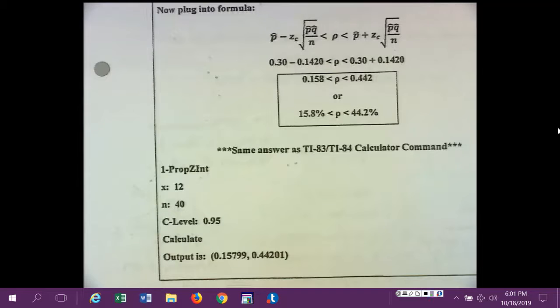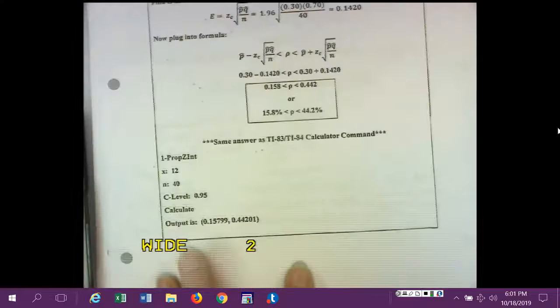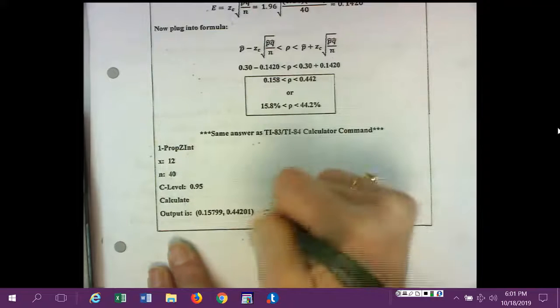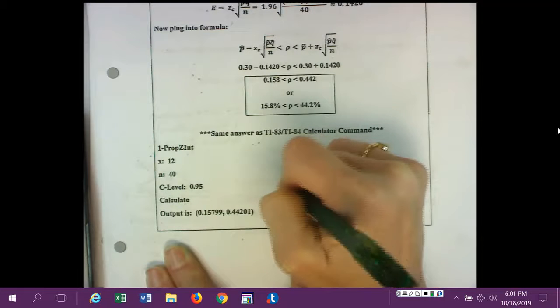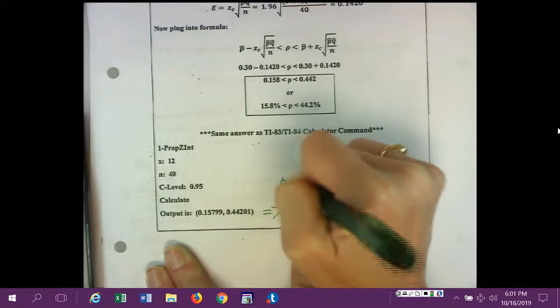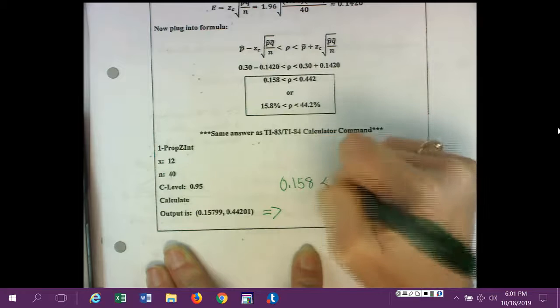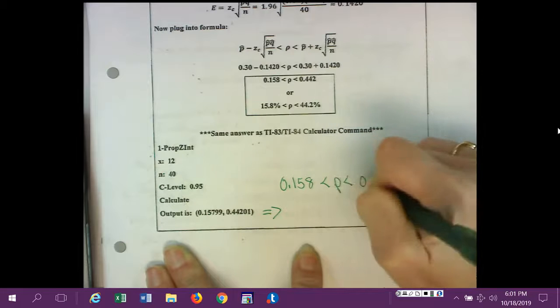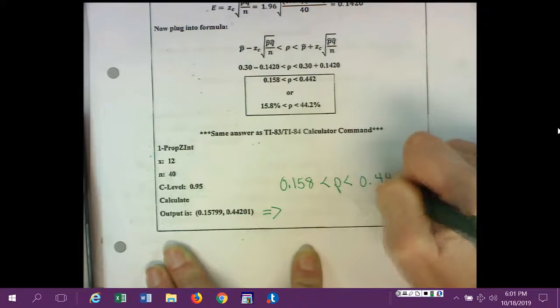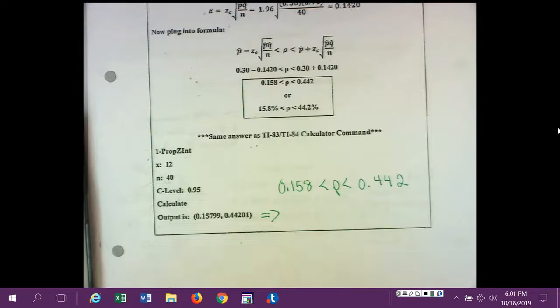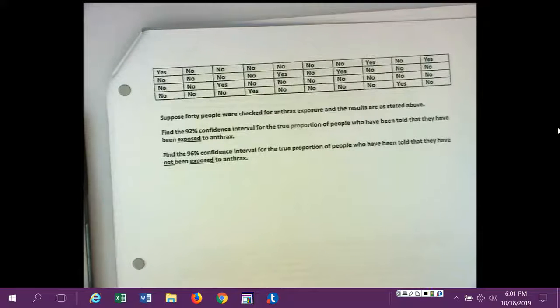Very, very simple conclusion. And again, this output that you see means that your confidence interval, 0.158, less than rho, less than 0.442. Once you round, that's exactly what we got by hand. The rest of the lecture packet includes some problems.